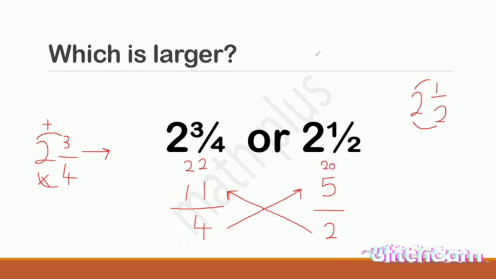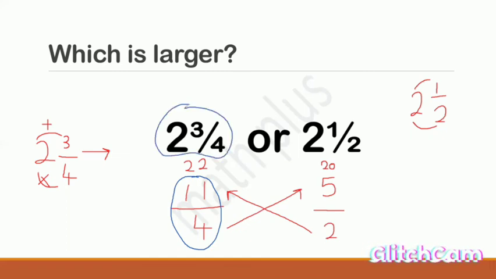Now I can identify which is the larger one. That is 11 over 4. That means this is my larger fraction. So that is how we identify. Now if you get a mixed number, you first make it improper. After that you follow the same steps.